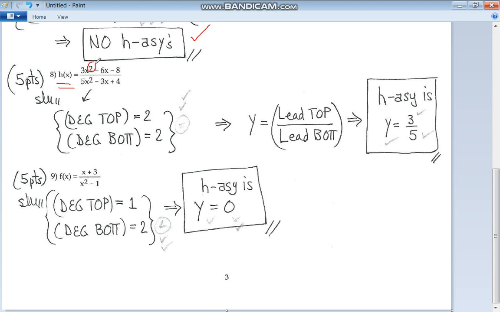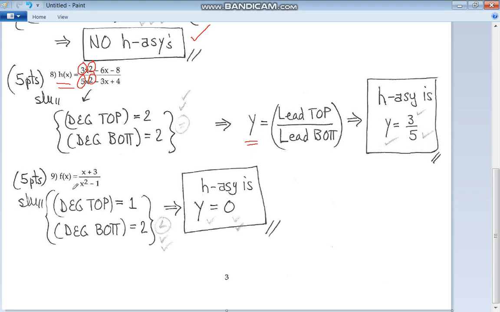That's the highest power on x. The degree of the bottom is also 2. So we have the degree of the top equals the degree of the bottom, and that implies that the horizontal asymptote is y equals the lead coefficient of the top divided by the lead coefficient of the bottom. The lead coefficient is the number multiplying the highest power of x. So on the top, it's the number 3. On the bottom, it's the number 5. So the final answer for the horizontal asymptote on number 8 is y equals 3 over 5.